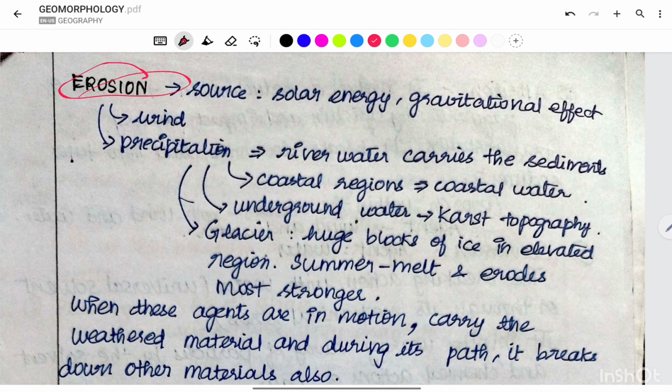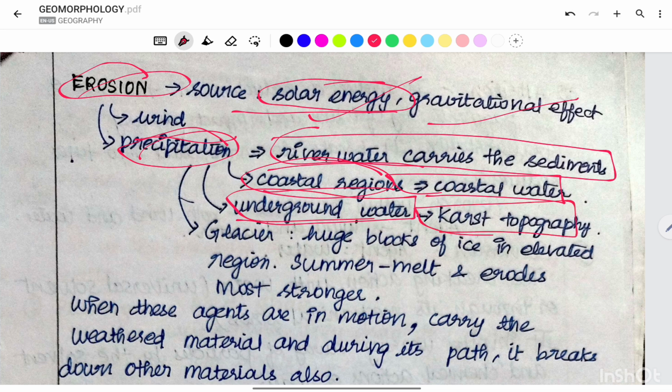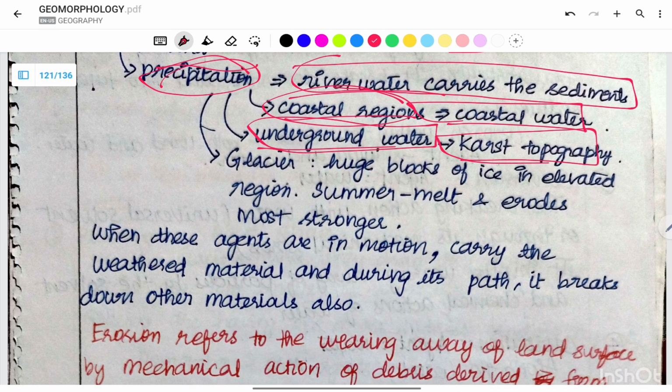Now we are dealing with erosion. The sources of erosion, as we have seen for all exogenic processes, are solar energy and gravitational effect. First we have the wind, and then precipitation. The river water carries the sediments. In the coastal regions we have coastal waters. In underground water, we have karst topography.